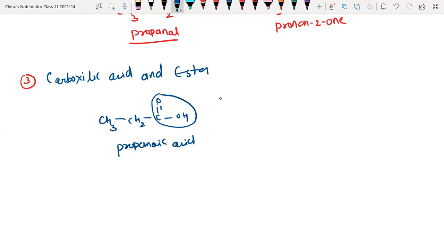Now I'm going to write the molecular formula for that. We have 3 carbons, so C3. Total hydrogen we have 3 plus 2, 5, and 1, 6. So I'm writing H6 and 2 oxygens, so O2. This is the molecular formula for propanoic acid. Now I'm going to design the ester group for that. So for the ester group we have CH3, C double bond O, O, CH3.